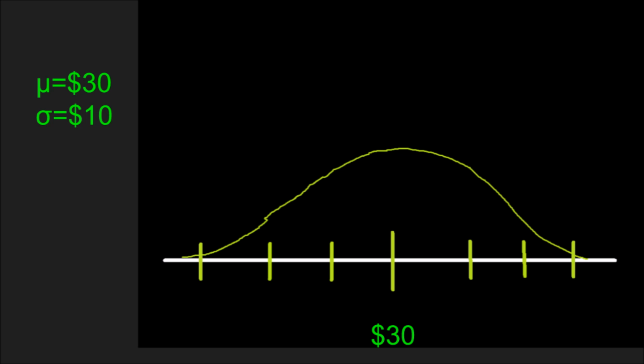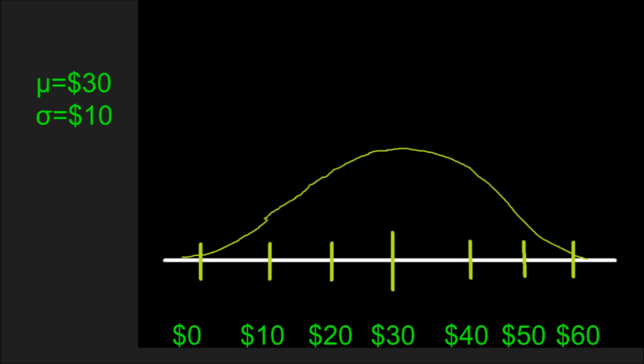$30 average in the middle, and intervals of 10. So, to the right, plus 10, plus 10, plus 10. To the left, minus 10, minus 10, minus 10. So, your nightly tips range from $0 to $60, which is basically double or nothing.